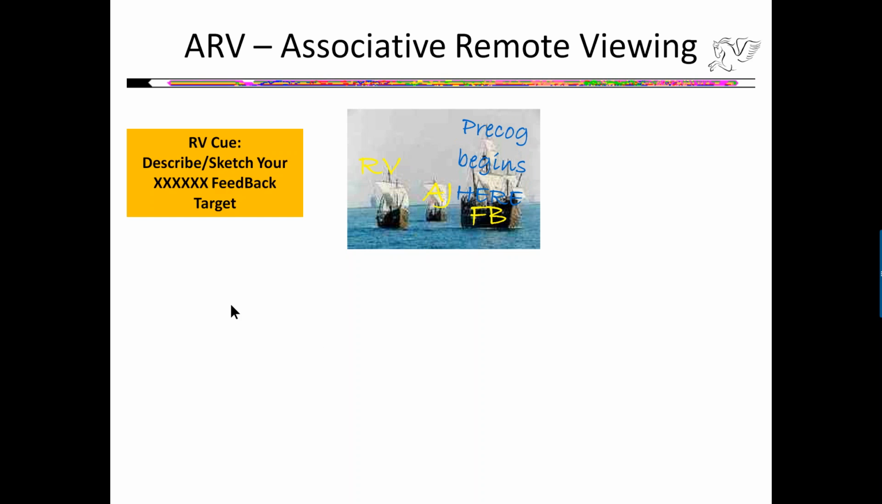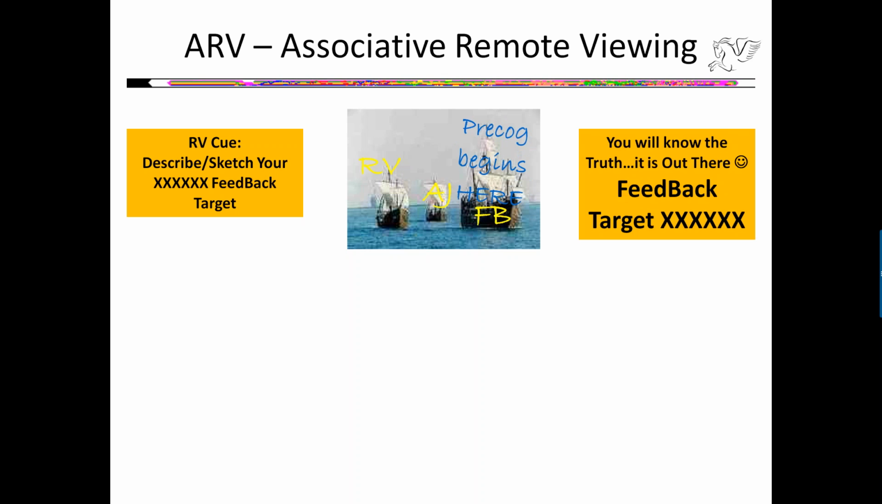The cue, the tasking, is very simple. Describe and or sketch your, and we use the example 1, 2, 3, 4, 5, 6 feedback target. As you all know, I like to say precognition begins during the feedback session because that's where the truth is known. Okay, and you know that you're going to know it here, and that your job is to key into that, period. And to describe and sketch it, you know, we've now used words, we use sketches, we've used clay, Play-Doh. I'm sure people will come up with other inventive ways as well, but it is a description of the information in the feedback target.